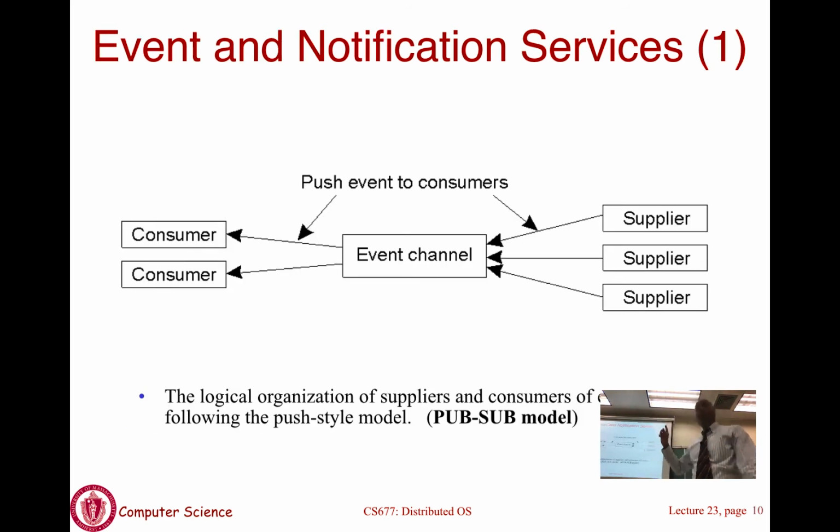Okay. Now, there is only one service I really want to talk about in Corba, which I think is interesting because we have talked about this idea early on in this course, and that is the event service. The event service allows you to implement a specific type of distributed application called publish subscribe or pub sub. It is a very popular way of writing distributed applications.